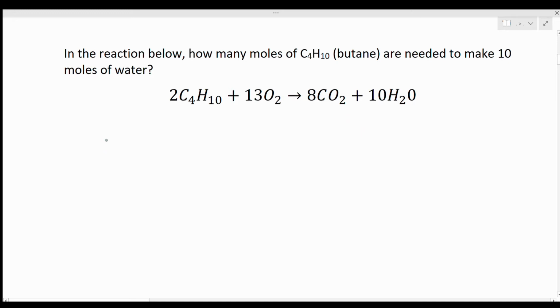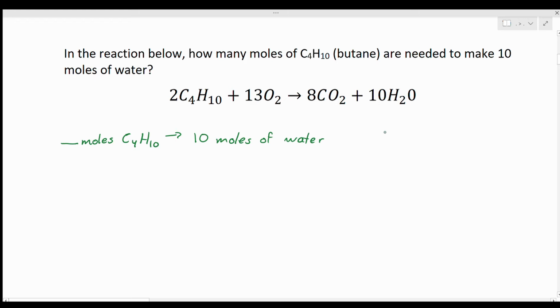We need to figure out what is species A, and if that is in grams or moles, and what is species B, and if that is in grams or moles. What do we want? So first of all, it says that we need to end up with 10 moles of water. A number of moles of butane, C4H10, will make a certain amount of water. So this is the problem we need.